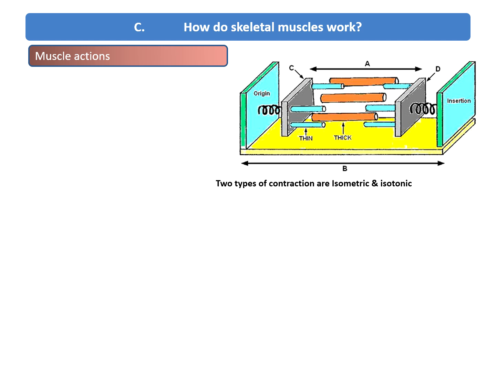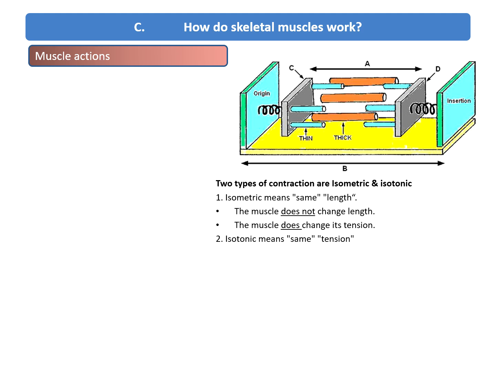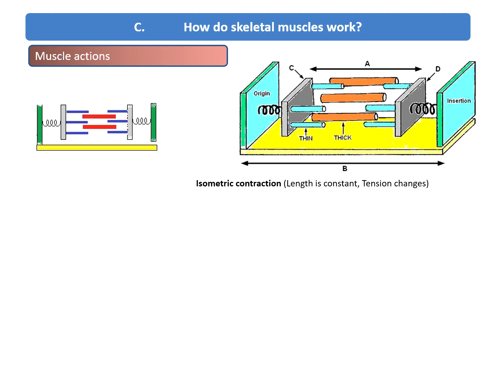There are two types of contraction, isometric and isotonic. Isometric means same length. The muscle does not change length. The muscle does change its tension. Isotonic means same tension. The muscle does not change its tension, but it does change its length.